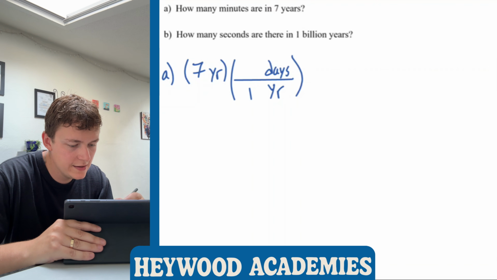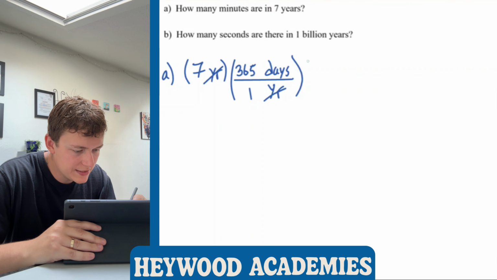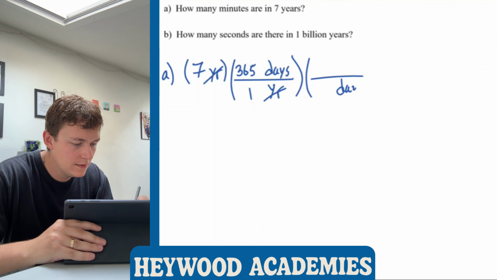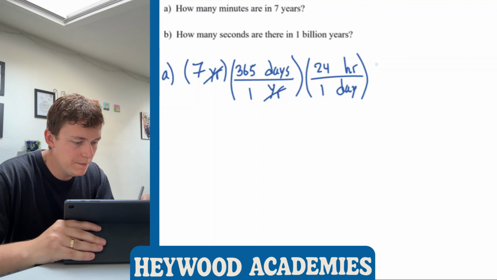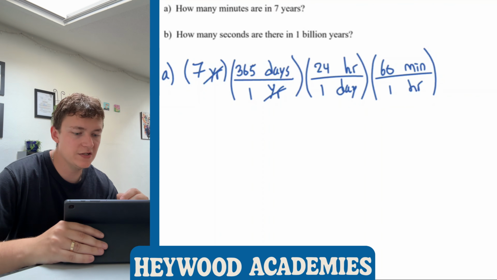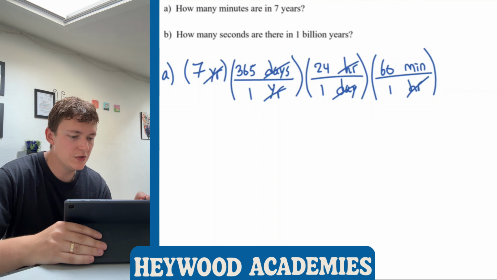So we've got 1 year is 365 days. Okay, so our years are canceled. We're left with days when we do that. Now we want to get to minutes, so we've got to keep breaking this down. Let's go from days to hours. So we know that 1 day is 24 hours. Then we want to go to minutes, so we've got to go hours to minutes. So we'll put hours on the bottom, minutes up top. We've got 1 hour is 60 minutes, and then let's go back and check and make sure this works. We've got days canceling with days, hours and hours, so we should be left with minutes.